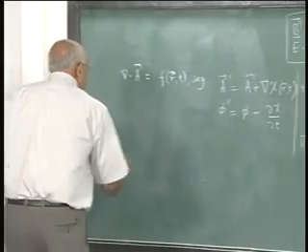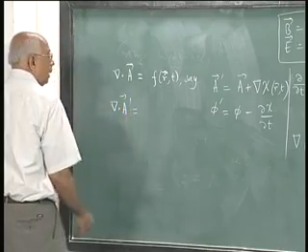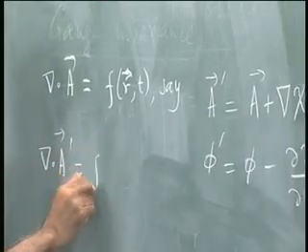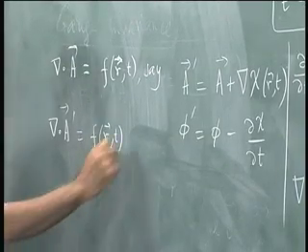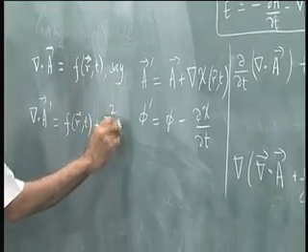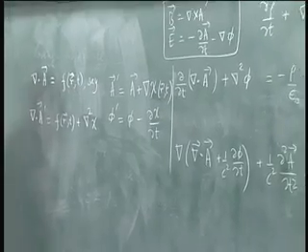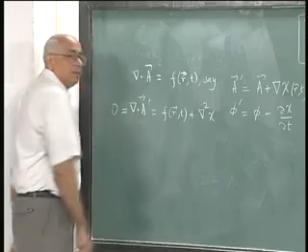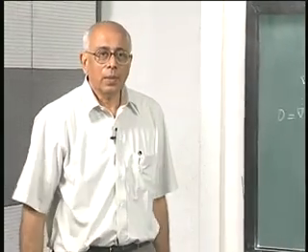Then what is del dot A prime? It is equal to del dot A, which is f of r and t, plus del dot del chi, which is equal to del squared chi of r and t. And I set this equal to 0. How would I do it? By choosing chi to be a solution of del squared chi equal to minus f.